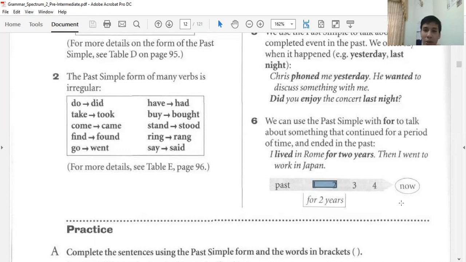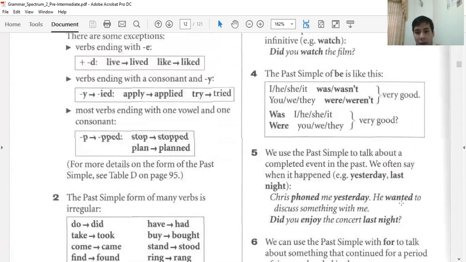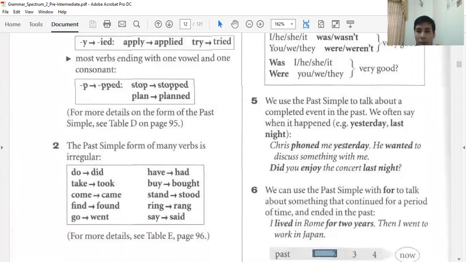So I hope you understand about past simple: when we use it with regular verbs and irregular verbs, how can we change them, and then the verb be, how can we change it to past simple? And then when do we use past simple? We use past simple to talk about something that happened in the past and is complete, a completed event in the past.